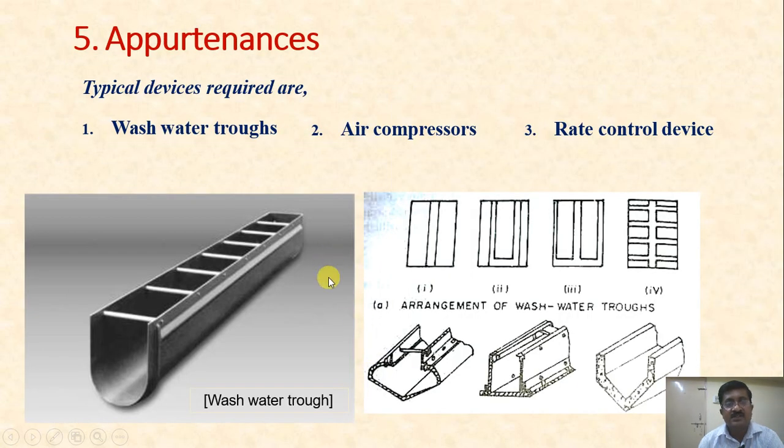Now the appurtenances, as you can see, these are the wash water traps, where the wash water or the muddy water is collected. Air compressors are required to supply the compressed air. Then rate control devices, various valves are there to control all this. These are the various types of wash water traps. Depending upon the design, the arrangement of the wash water traps can be made, either a central one, or depending upon how the design is carried out and how the place is available. Also these are the different shapes of the wash water traps.